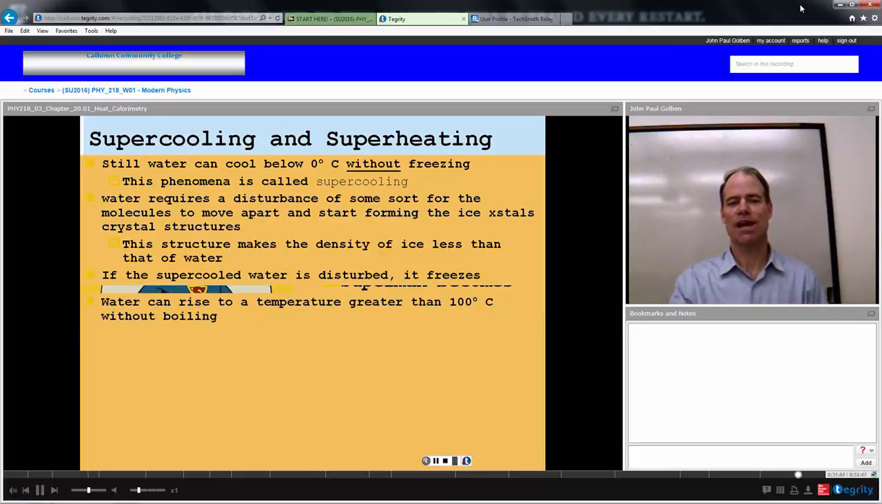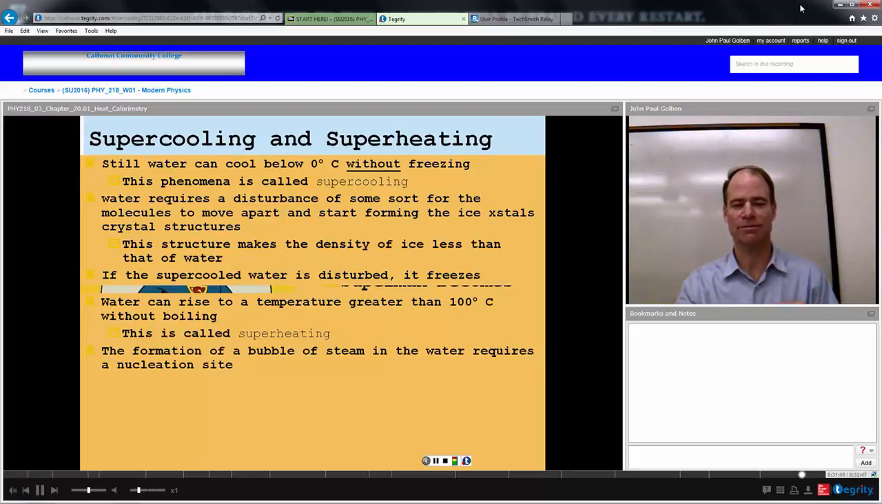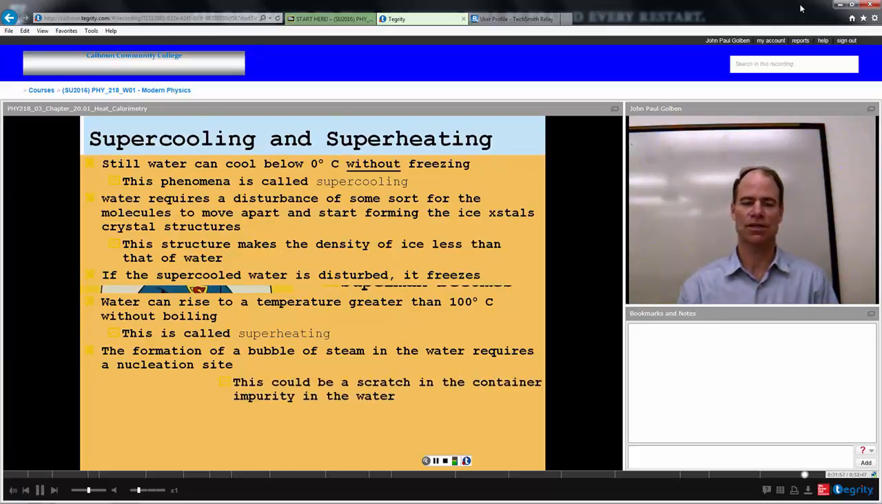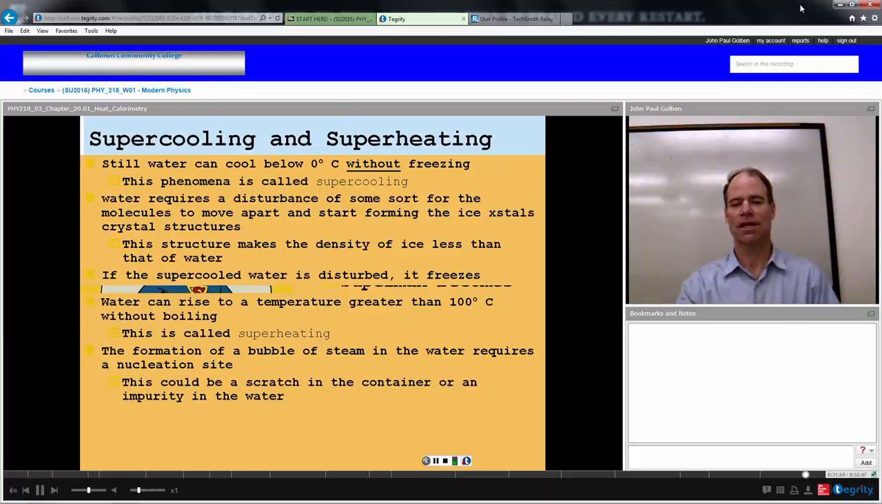We can also have superheating. You can raise water to a temperature greater than 100 degrees Celsius without boiling it. This is called superheating. And the formation of a bubble of steam needs a nucleation site for that to occur. So it needs some kind of imperfection, either a scratch in the container or some kind of impurity in the water. If you have pure water and a real good container, you can superheat it to the point where it actually doesn't yet form the gas, but it's ready to go.